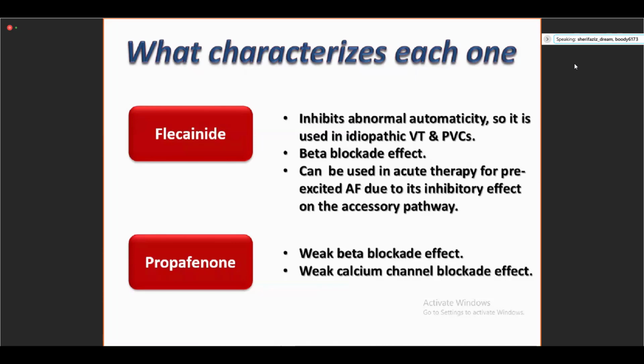Of course, remember the CAST trial, which was prematurely stopped due to the increased risk of sudden cardiac death with flecainide. That's why flecainide cannot be used in structural heart disease. So let's move to the next question, please, Dr. Ahmed.